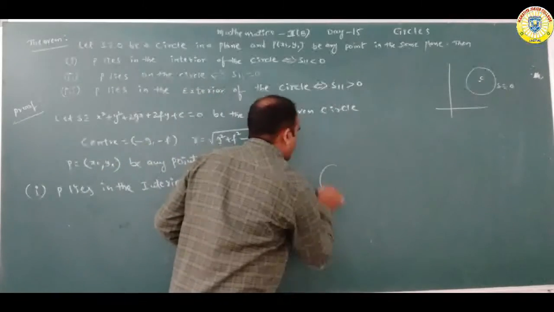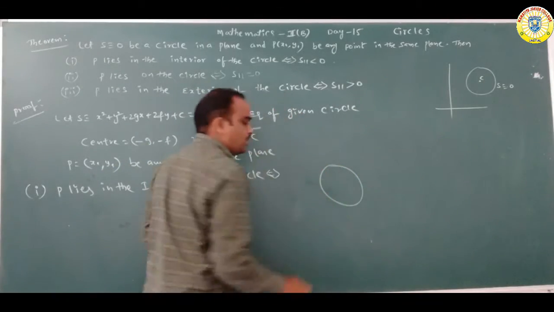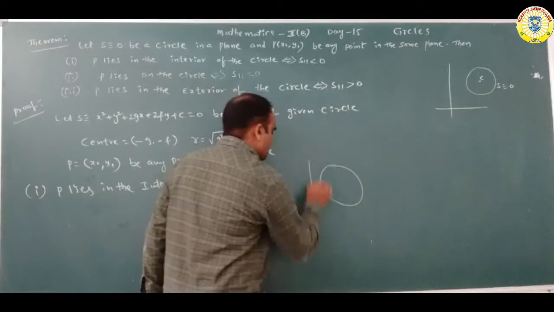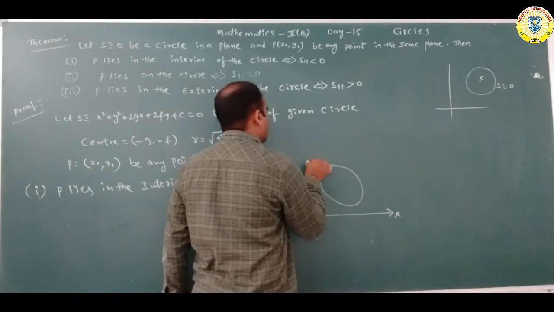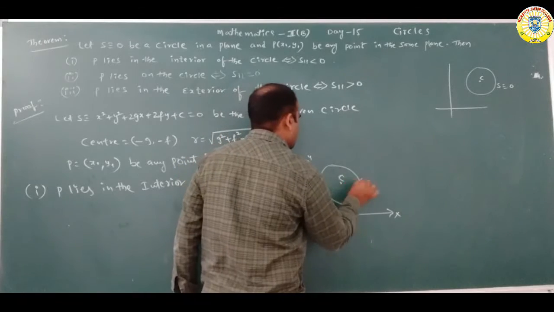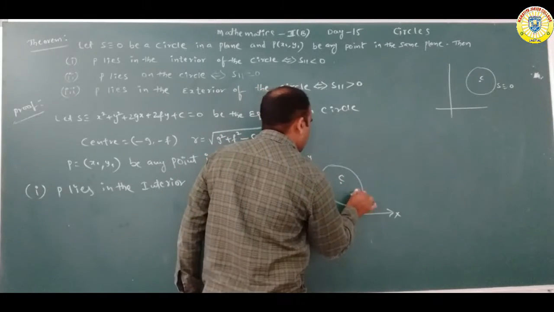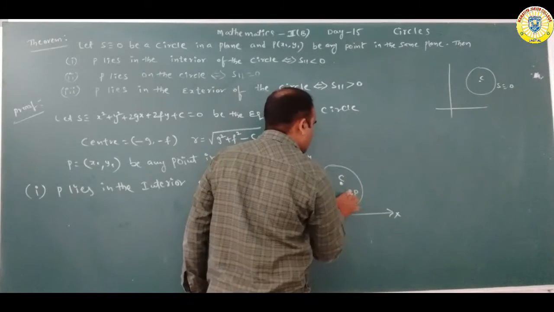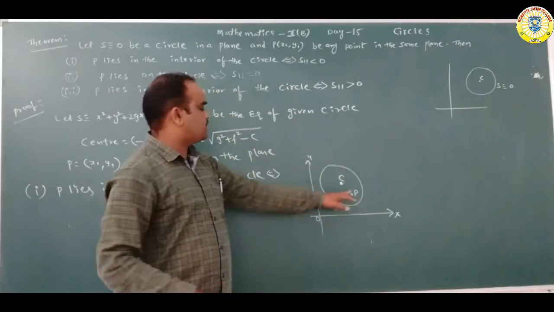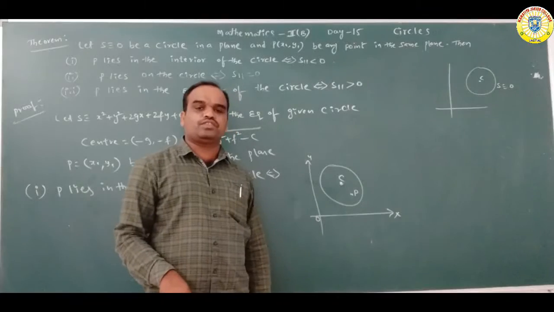Here observe, we are taking one circle. This is the coordinate system: origin, x-axis, and y-axis. This is the center. Now here P is the position of the point with respect to the circle. P is the interior point of the circle.